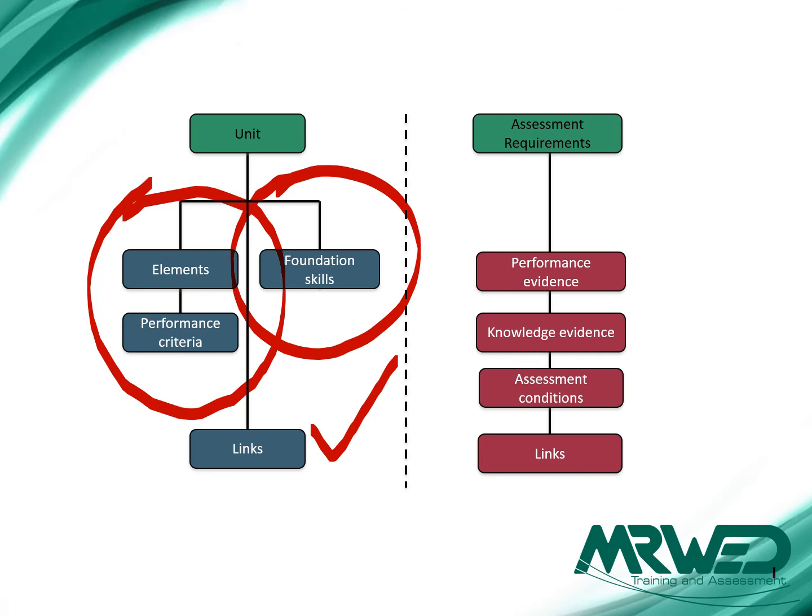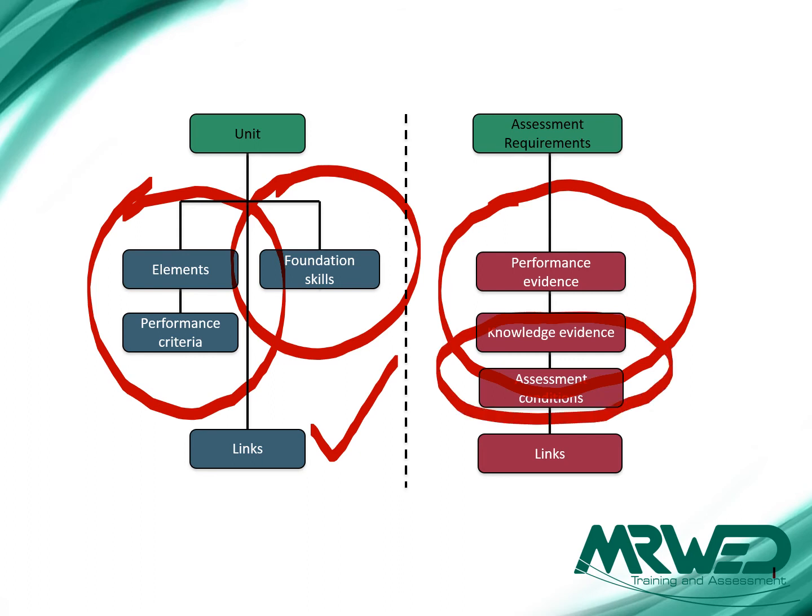On the other side, the two key pieces of information that help us out are the performance evidence and the knowledge evidence. This time, the idea here is this is what somebody needs to be able to prove knowledge-wise and skills-wise to be able to demonstrate their competence. Then we have the assessment conditions, which lets us know how the assessment should be undertaken. And once again, we have the links at the bottom to those companion volumes.